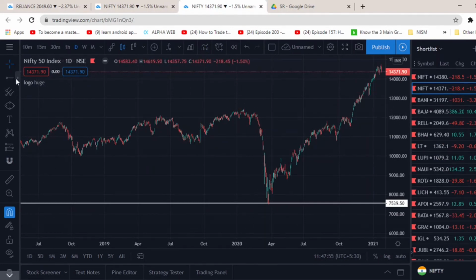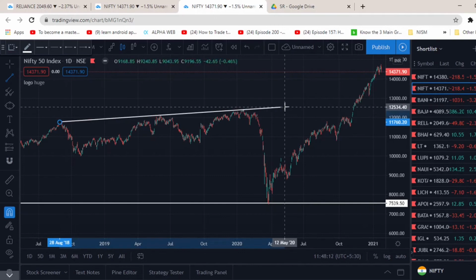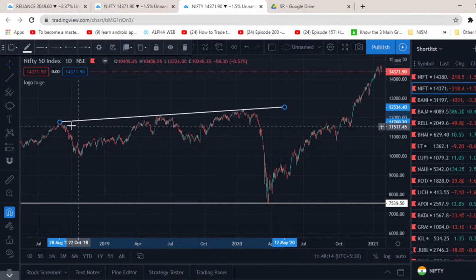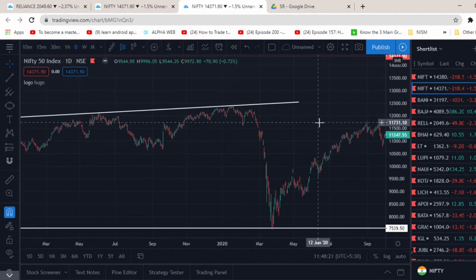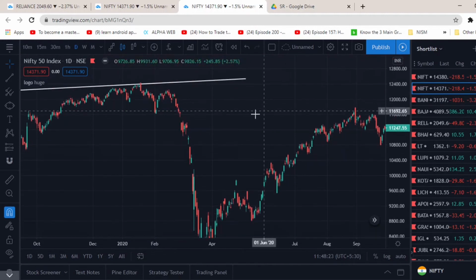This is the Nifty daily chart. We will look for the resistance by drawing the rising trend line. So here are the swing highs. How do we identify the resistance here? I'm drawing the line by connecting two swing highs, and I am looking for the resistance area, and I will enter the trade. How do we enter the trade?